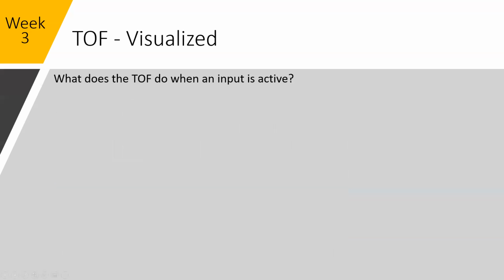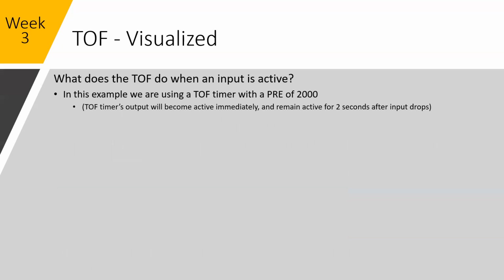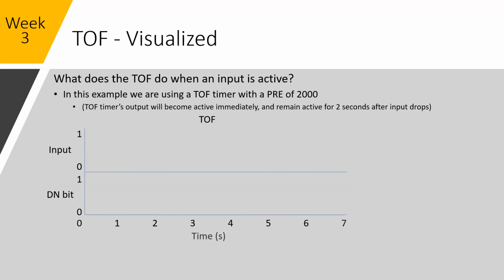So what does a T off do when input is active? For this example of the T off timer with a preset of 2 seconds, it's the same duration as the last one. Wait for this fancy animation. So the same time graph. You'll see this in a lot of examples when you look for how certain functions run. This time graph is a very common way for what they do to be expressed.